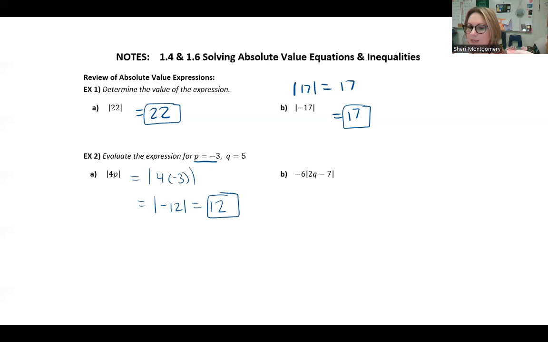The next question, it's saying -6 times the absolute value of 2 times Q minus 7. I want you to try to rewrite that, just substituting in that value. So try and rewrite it. We're just substituting in that value. So make sure that you make the bars big so that you don't think they are a 1.